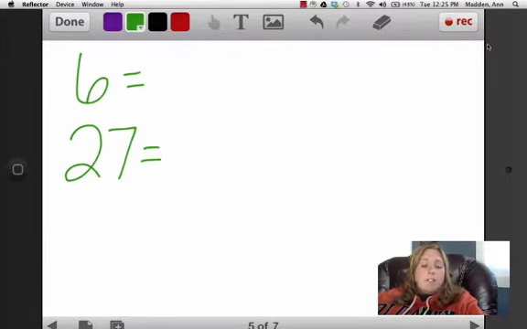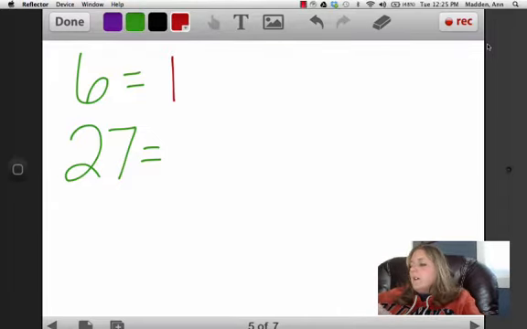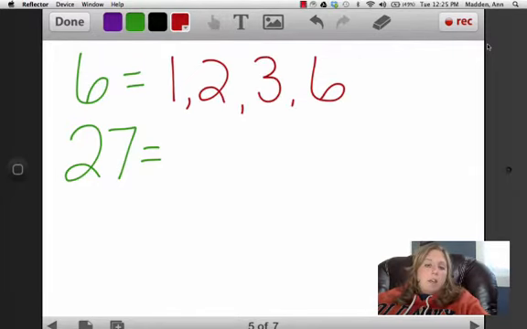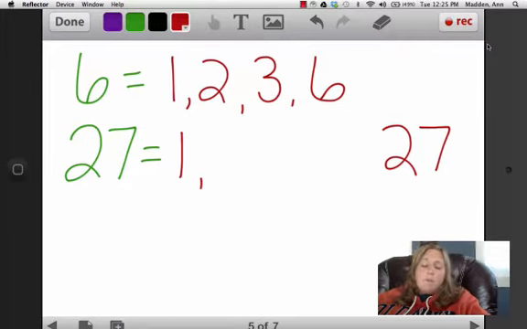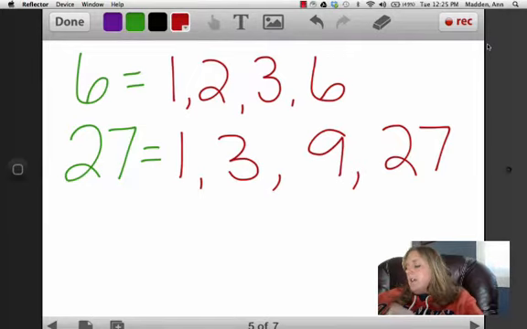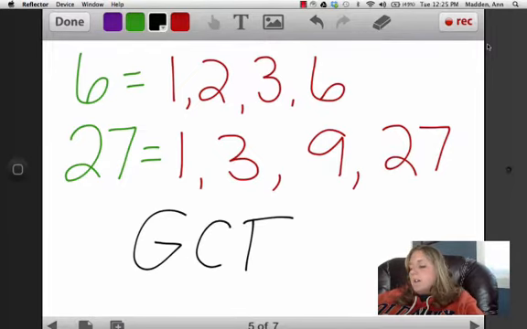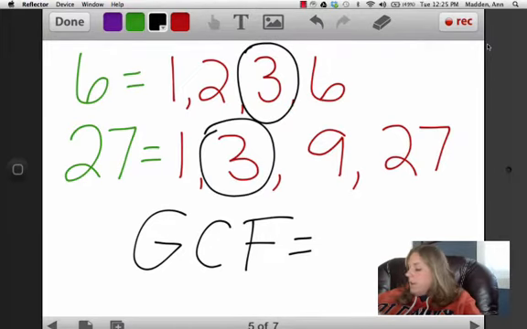6 and 27. Let's list the factors of 6. 1 times 6, 2 times 3, and there are no more. 27, how do I get to 27? 1 times 27. 2 times something wouldn't work because it's not even. 3 times 9 is 27. Is there any other way to get to 27? Not that I'm aware of. Last thing is, what's their greatest common factor? The greatest common factor between those two looks like 3.